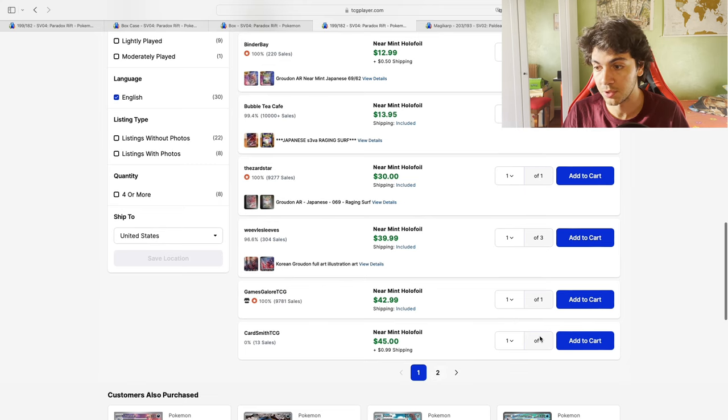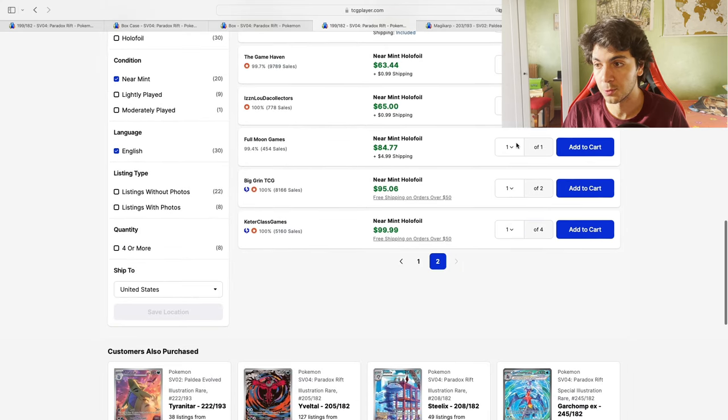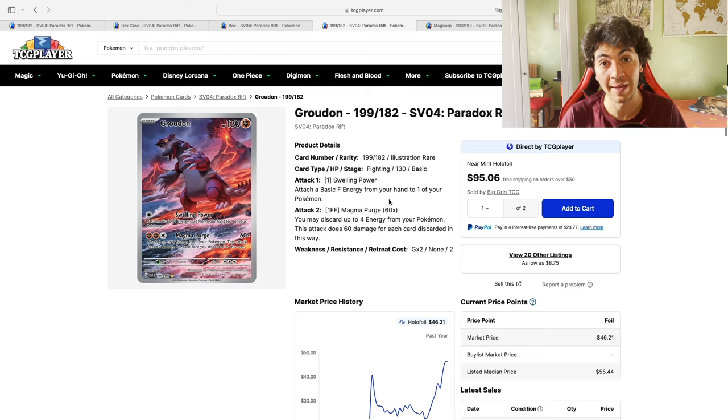So one card per listing, another card per listing. And again, here, all just sellers with one card, here two and here four. So it looks like supply is drying out. Now, I'm sure there are thousands of Groudon out there, just that people don't want to sell.